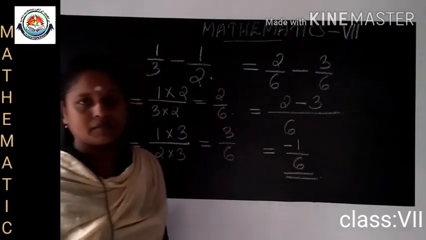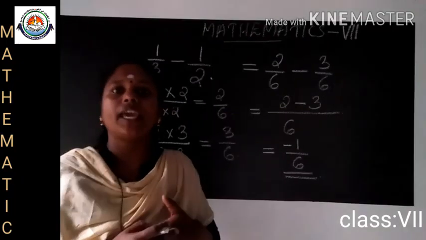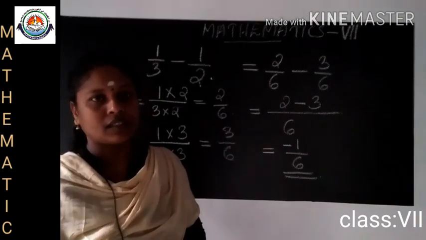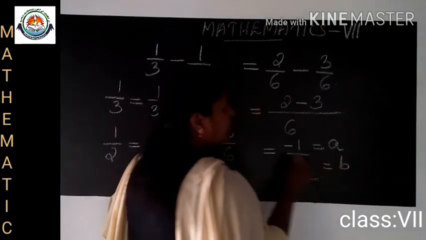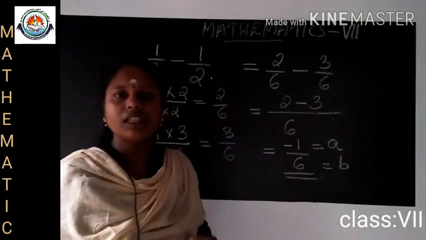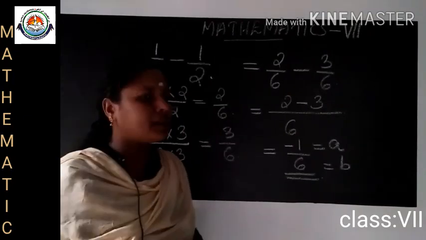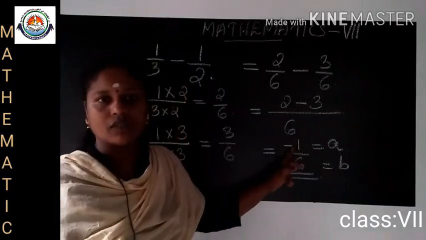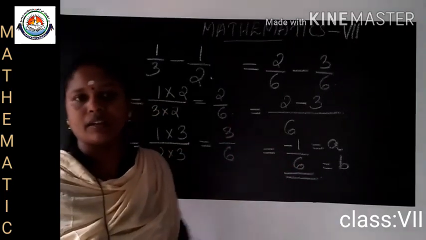Is it a fraction? What is a fraction? Fraction means we can express in the form of a by b, but a and b are natural numbers. Here a equals negative 1 and b equals 6. It is not a natural number. Fraction means we can express in the form of a by b, where a and b are natural numbers. Here a is negative 1. Clear? Negative 1 is not a natural number.